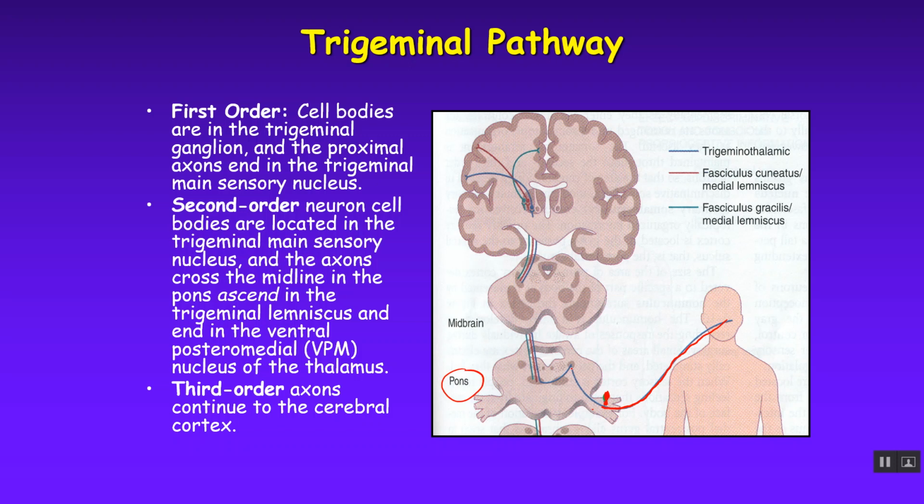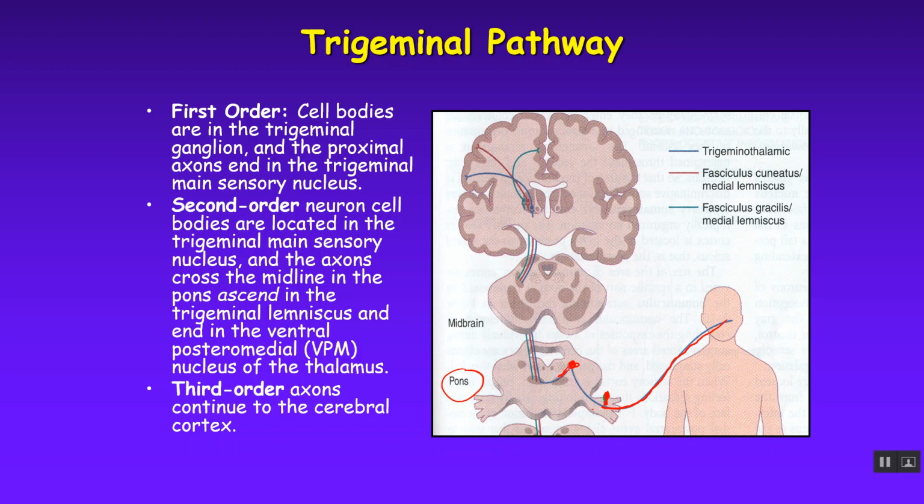It pretty immediately synapses with a nucleus called the trigeminal main sensory nucleus. Cranial nerves are a little bit unique, especially the trigeminal nerve. It actually has 3 separate nuclei that subserve its different sensory and motor functions. So this actually has 4, but this one is called the trigeminal main sensory nucleus. That's going to be the first. This is the first order neuron. It's going to synapse with the second order neuron in the trigeminal main sensory nucleus.